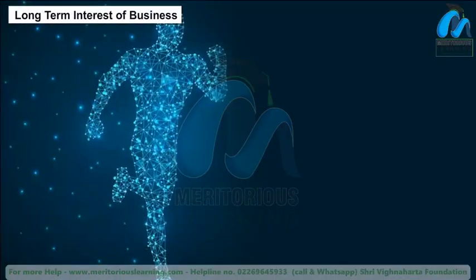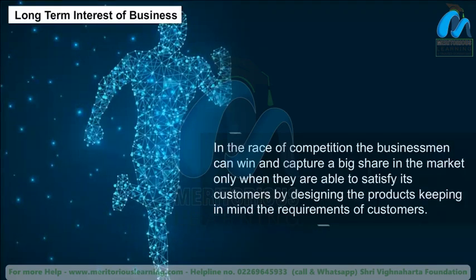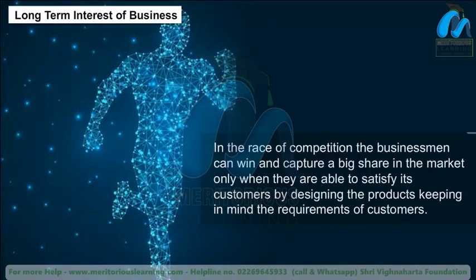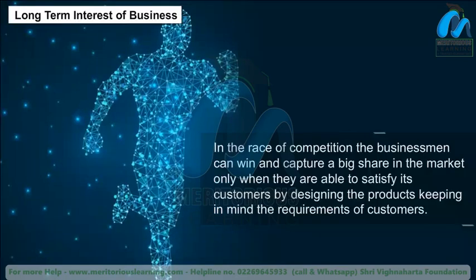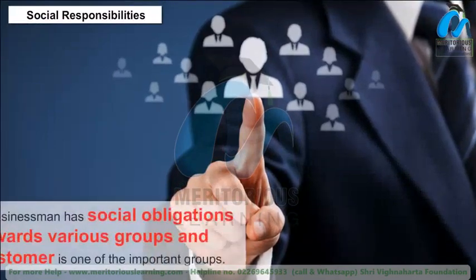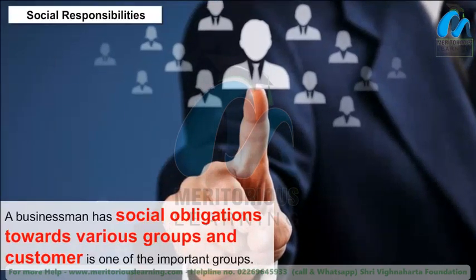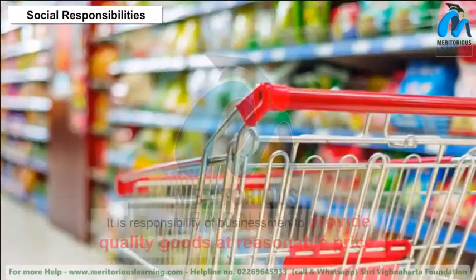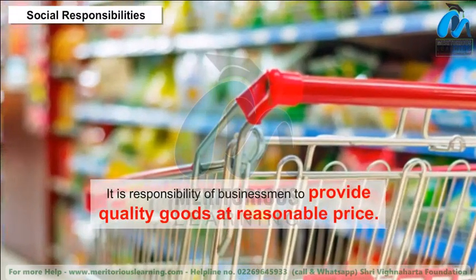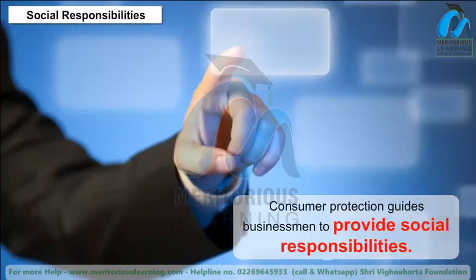Long-term interest of business. In the race of competition, the businessman can win and capture a big share in the market only when they are able to satisfy their customers by designing the products keeping in mind the requirements of customers. Social responsibilities. A businessman has social obligations towards various groups, and the customer is one of the important groups. It is the responsibility of businessmen to provide quality goods at a reasonable price. Consumer protection guides businessmen to fulfil social responsibilities.